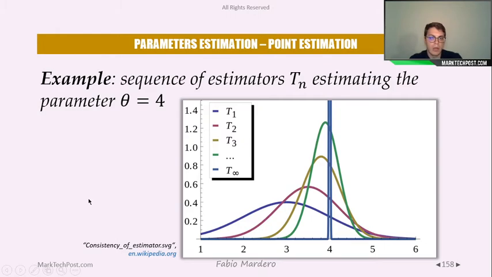An example. Here we have a sequence of estimators that in the picture are called T1, T2, T3, and T infinity. The goal is to estimate the parameter, which is equal to 4. A consistent estimator is an estimator that converges to this value 4. And this estimator T is in fact a consistent estimator. You start from a bad estimator with just one sample, and you get better and better. This is the consistency.